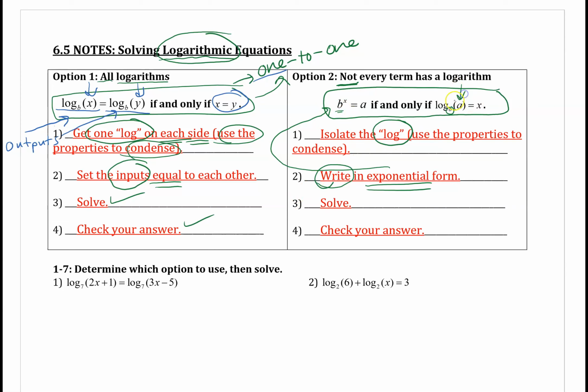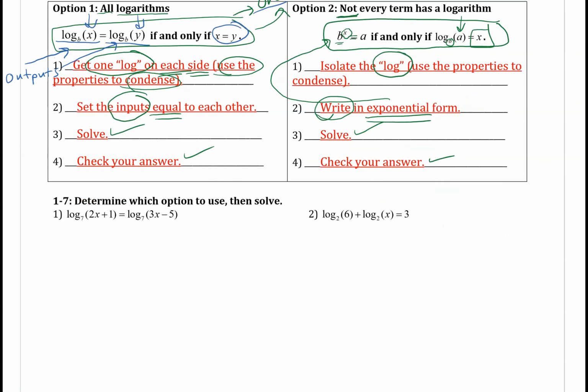You take the thing that's inside the log and you understand that that's what the result would be if I took that base and raised it to the power of whatever the log equals. Remember, whatever the log equals is the exponent. So I can rewrite it in that form, and then from there it forms an equation that I can solve, and then I can check my answer. So why don't we start with number 1?